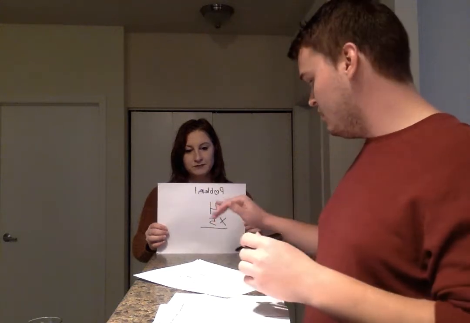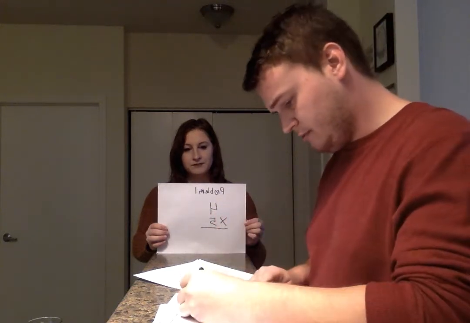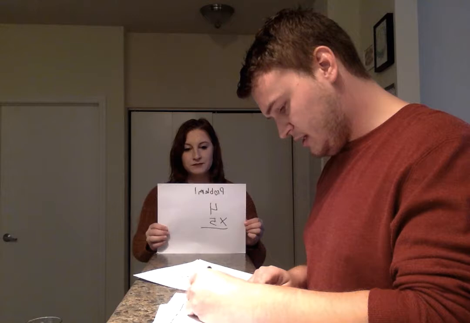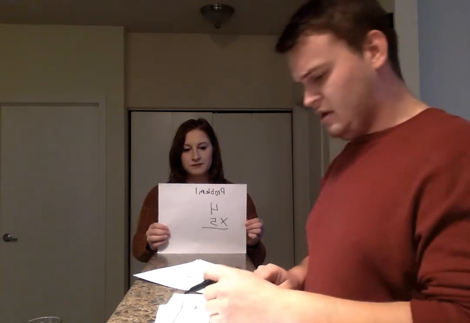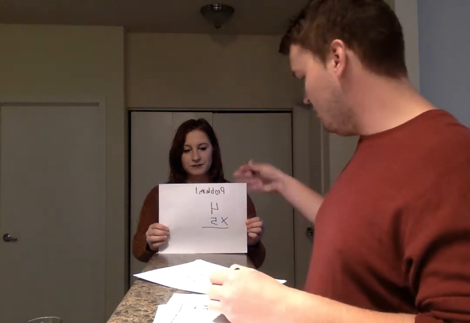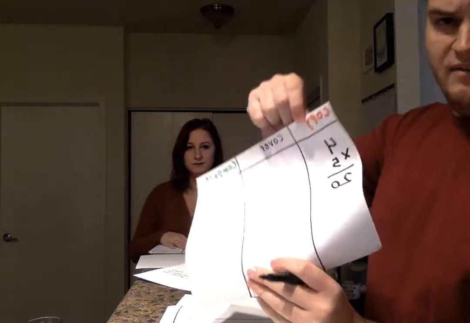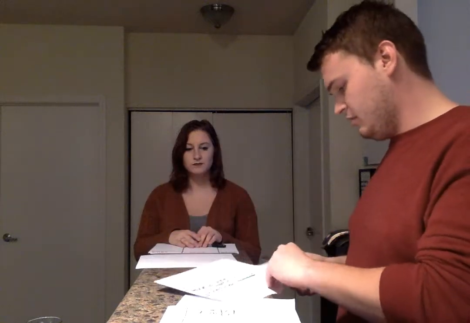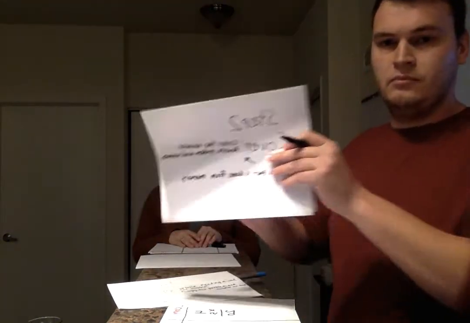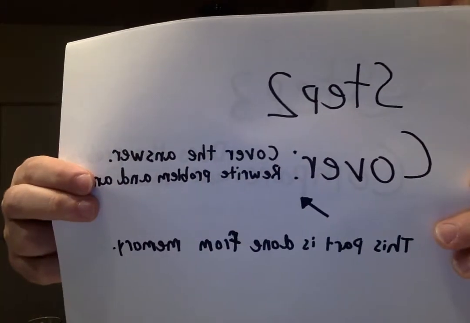I'm doing a read aloud. 4 times 5. Let's see, 5, 10, 15, 20. 4 times 5 is 20. Okay, now Miranda's going to put the problem down. If I was a teacher, I would cover the problem away. Now that we have the copy part down, we're going to move on to step number 2. Step number 2 is cover.